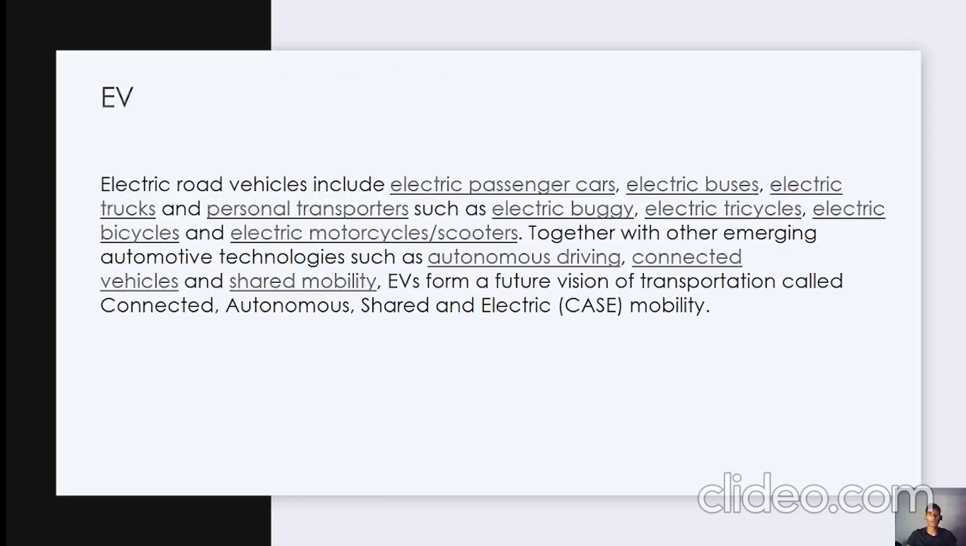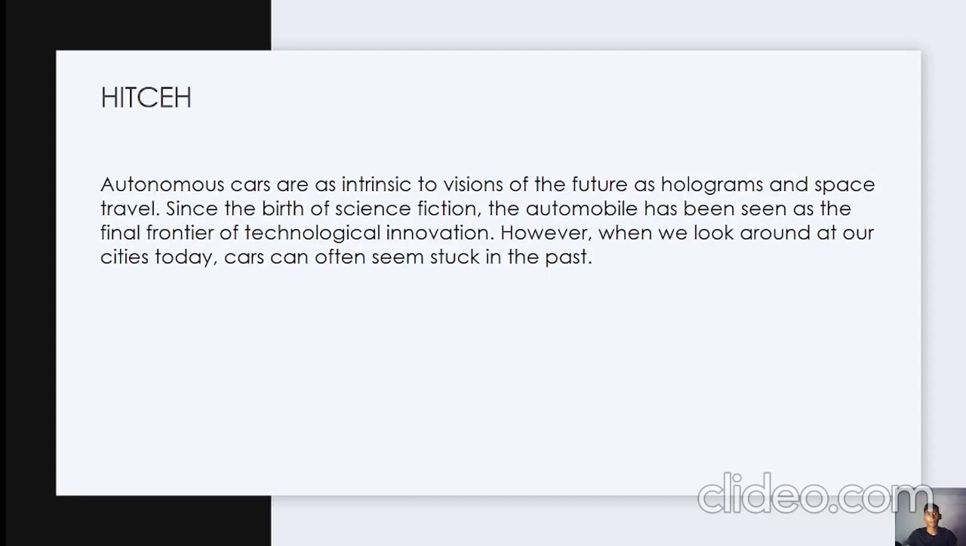Next, we'll go to EV. Electric road vehicles include electric passenger cars, electric buses, electric trucks, and so on. Basically, it uses a motor and electricity to run itself. Together with other emerging automobile technologies such as autonomous driving, connected vehicles, and shared mobility, EVs form the future version of transport, called connected, autonomous, shared and electric mobility. We go to high tech.